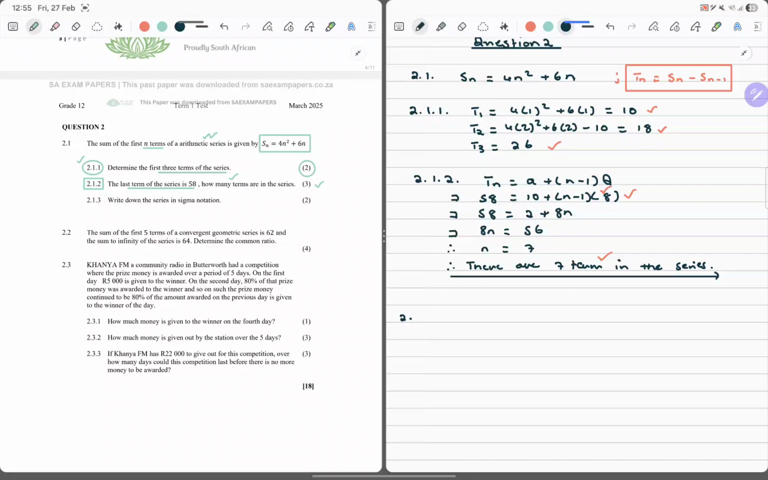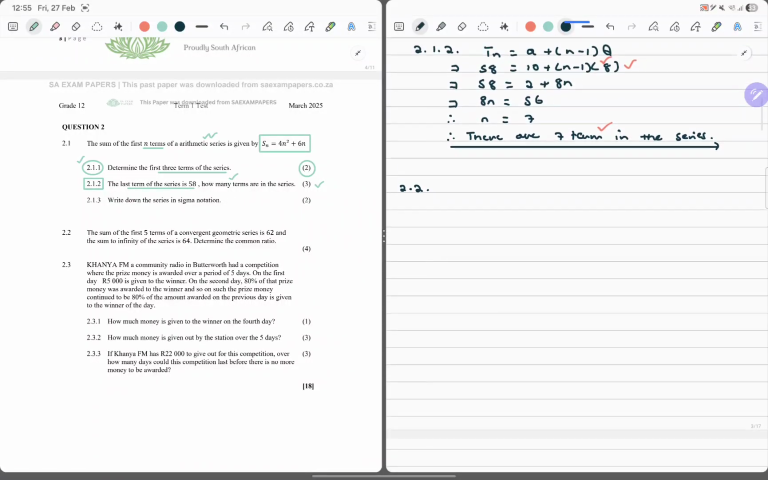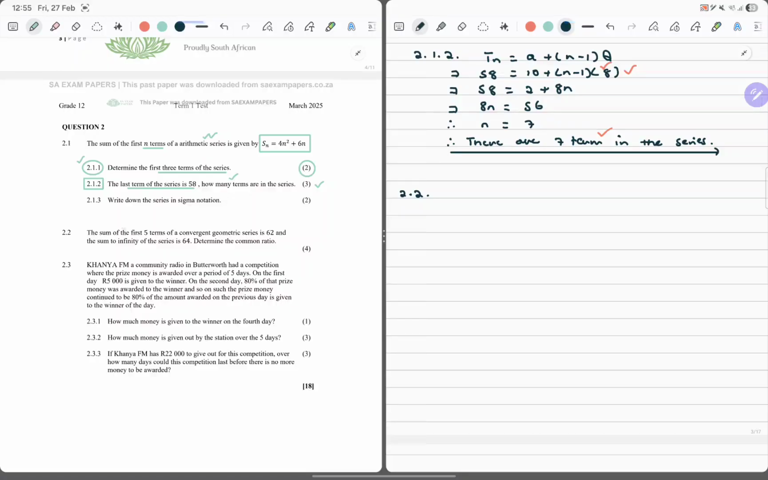Let's move on. So we've got 2.2. 2.2 tells us that the sum of the first 5 terms of a convergent geometric series is 62, okay? And the sum to infinity is 64. Now we must find the common ratio. Okay, that's easy. Now this is also a good grade 12 question. It involves simultaneous equations. By grade 12, guys, a student should be able to derive equations from word problems and then perform the necessary gymnastics to the answer. Okay, so let's see.